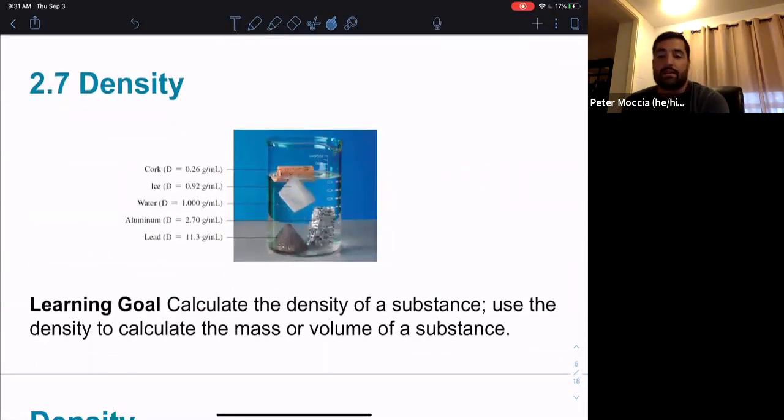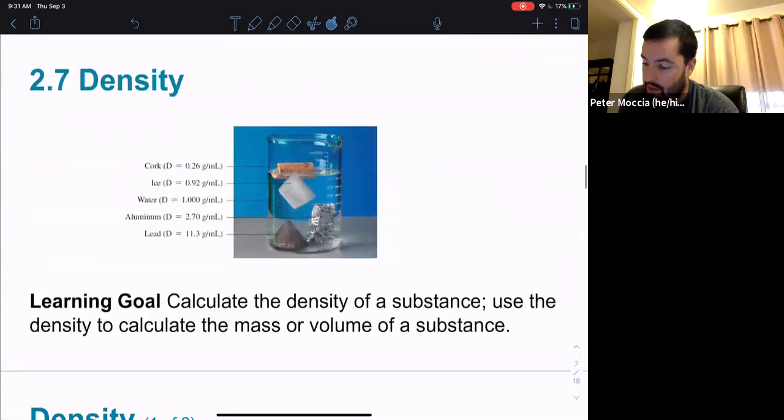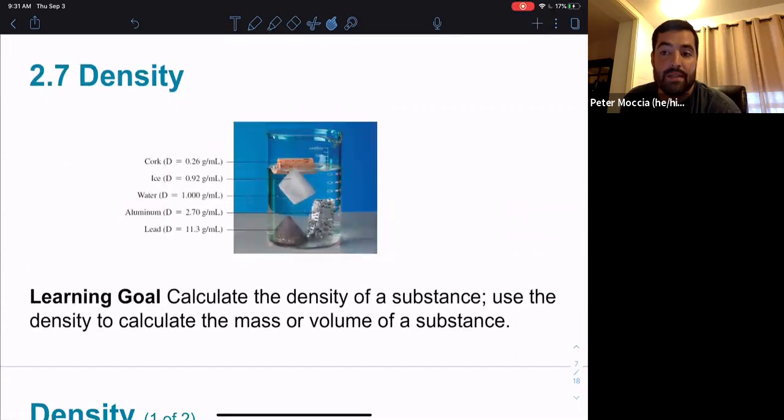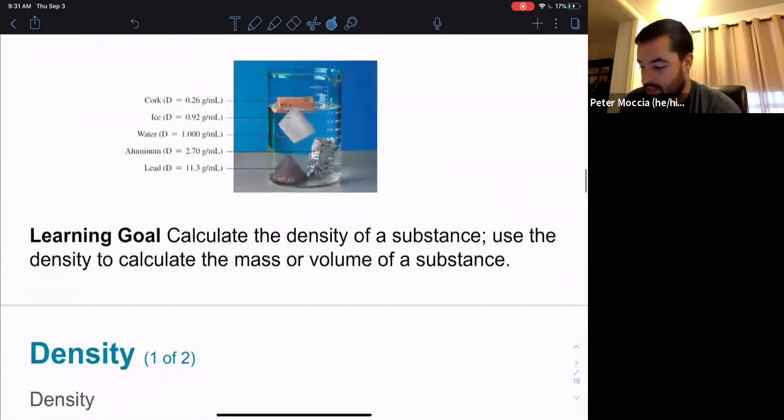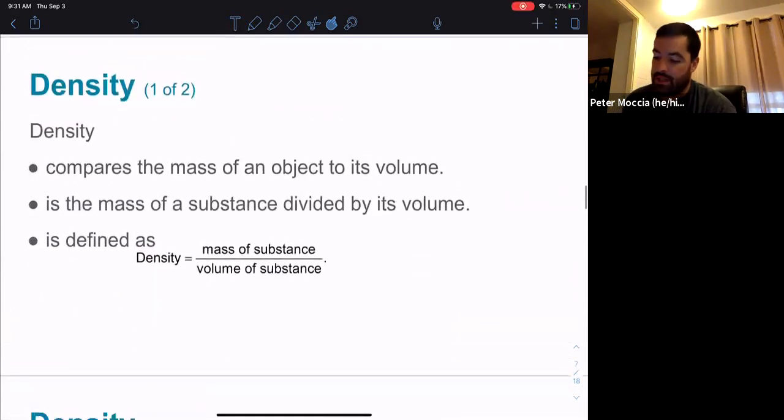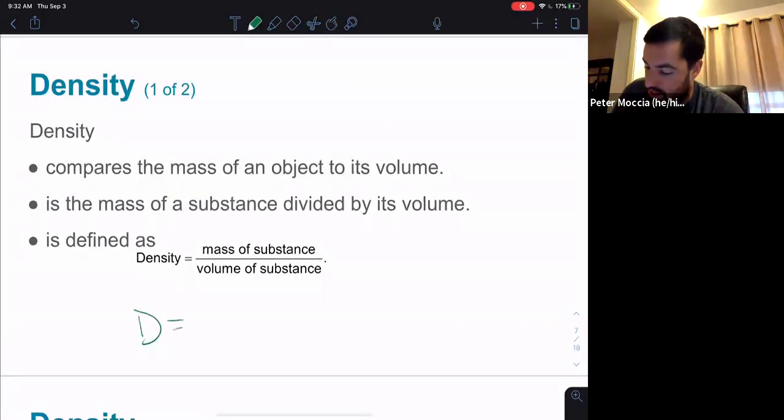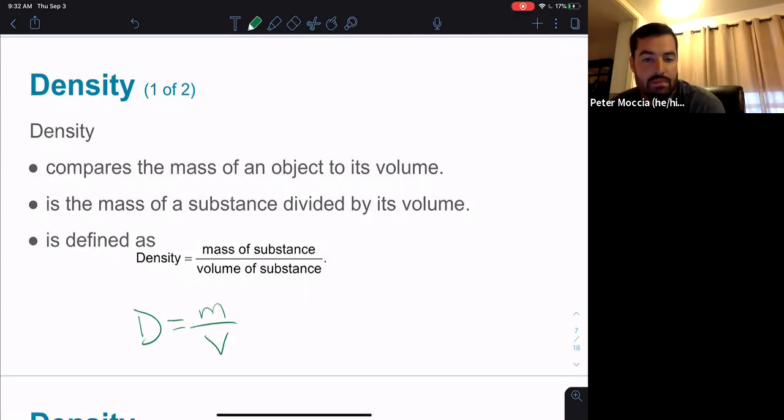Density. All right, so I just want to talk to you guys about density quickly. We're just going to find out how to calculate the density of a substance and what some ways to measure volume in order to calculate density are. Okay, so density, the equation for density is D is equal to M over V. It's the mass of a substance over its volume.